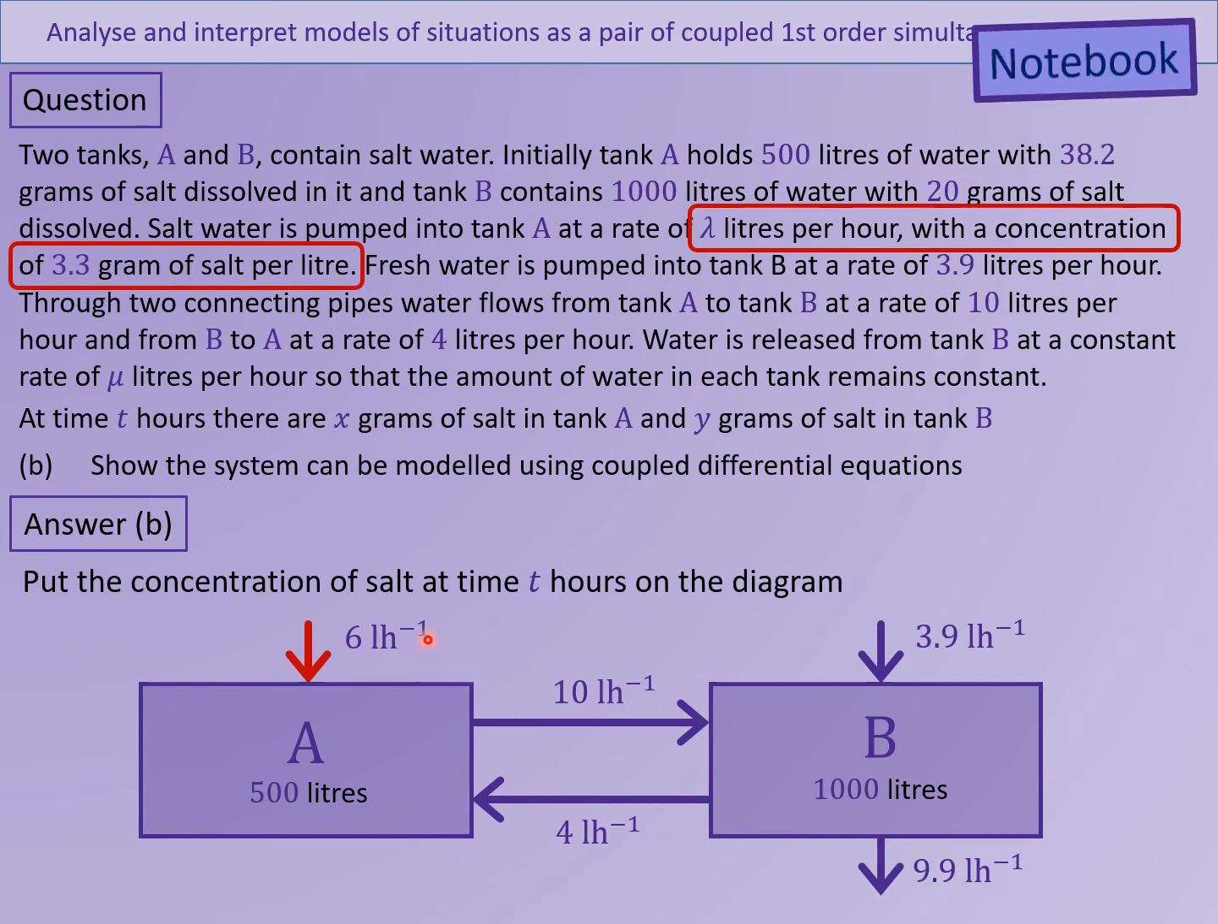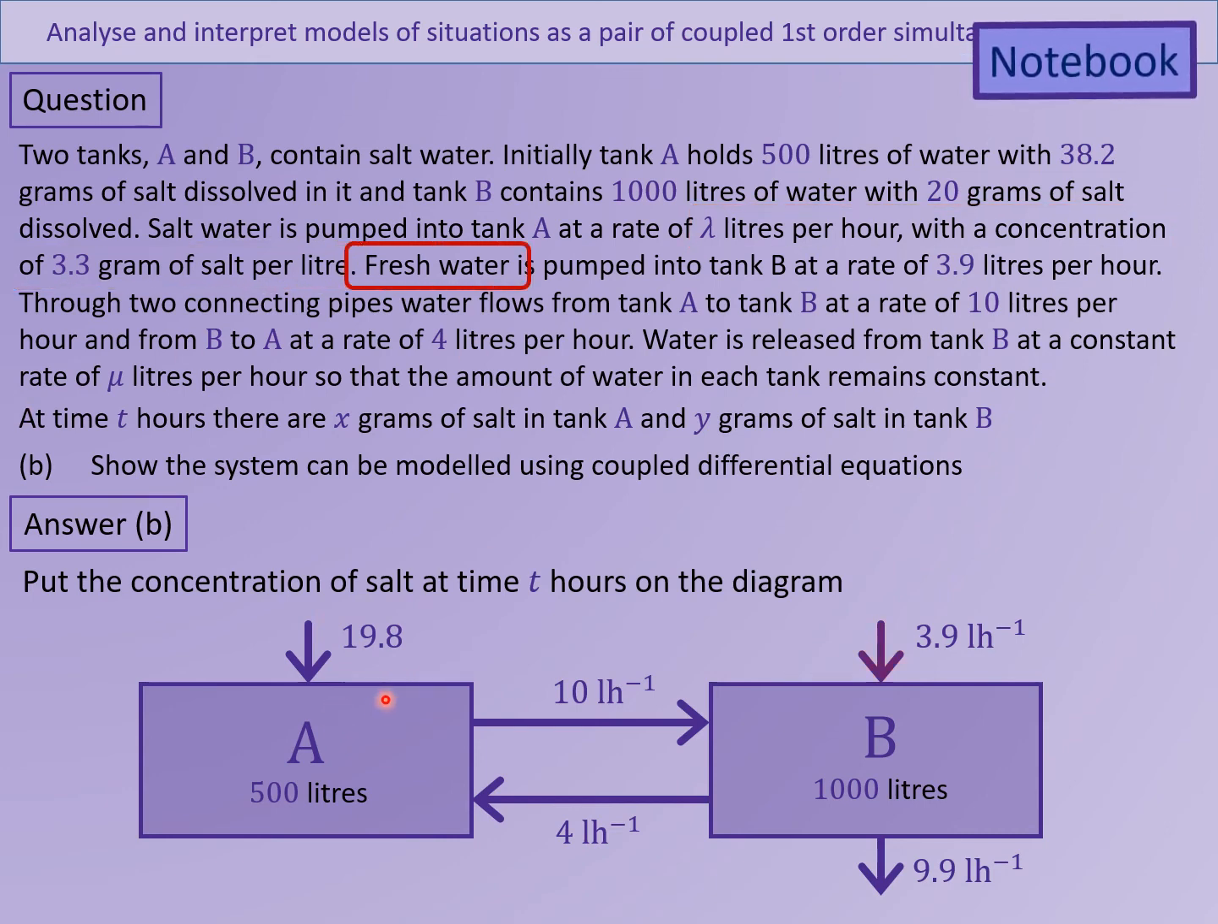So I know that this 6 litres that's flowing down here per hour has a concentration of 3.3 grams of salt per litre. So what I can do is put that on, because I know what was flowing in. It was 6, and it's 6 lots of 3.3 grams of salt per litre. So I know the concentration there is going to be 19.8. Okay, so 6 lots of 3.3. What else do I know?